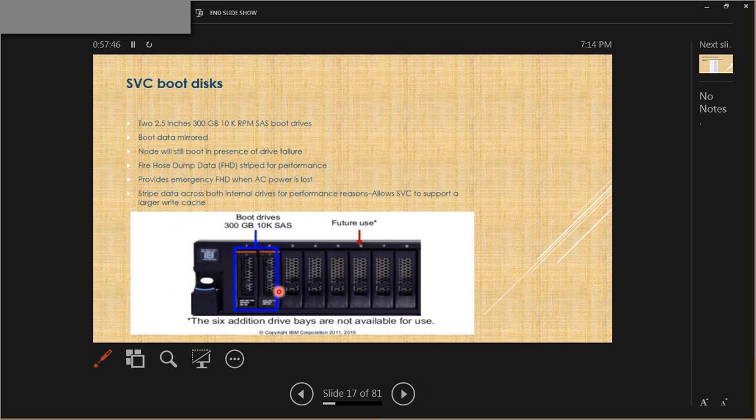During that time, all the data in the cache is staged, or written, inside these boot drives. Whatever data is in the cache is striped across these 2 boot drives, so that the data will stay with us. We are not going to lose the data. Now, when the power comes back on, the data that is available in the cache is written back to the original drive. It is pumped inside the original drive. So that is the purpose of having the battery backup supply.